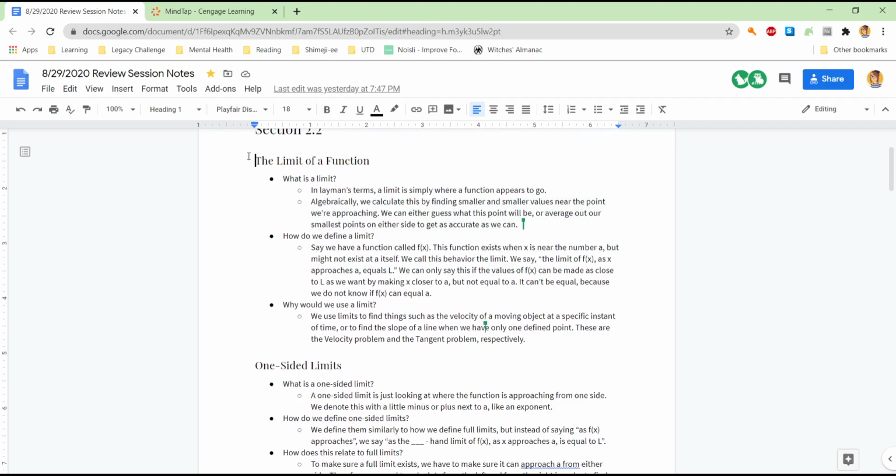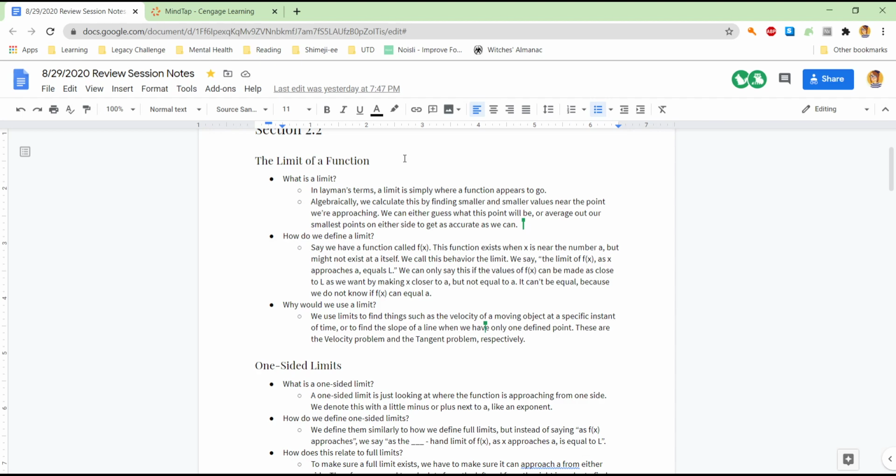So the first thing we're going to go over is the limit of a function, like what even is a limit. Basically, it's where the function is appearing to go. If you have a line that's not defined at one point, but the line looks like it goes through that point, that's the limit. We can calculate this by finding really, really small values near the point that we're trying to go to. We can guess what this point will be, or we can average out the smallest points that we have on either side to get as accurate as we can.